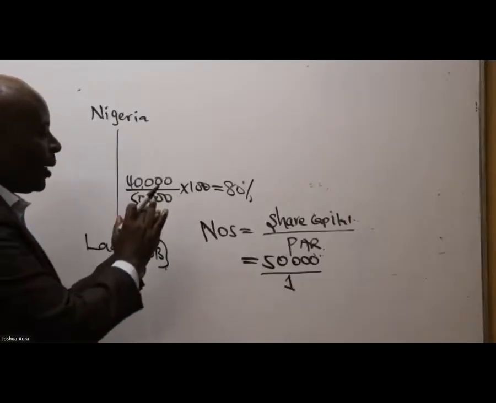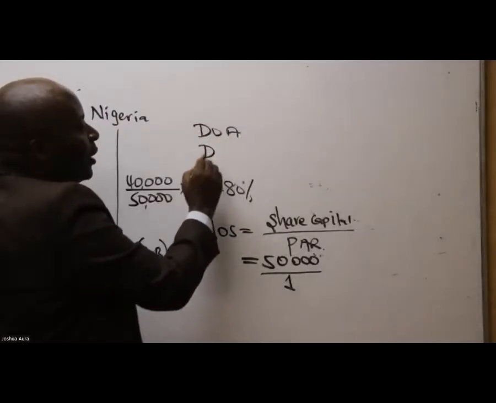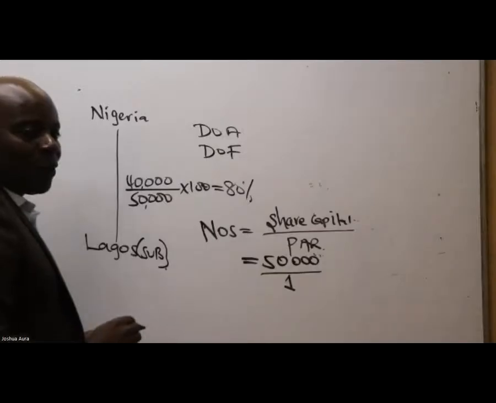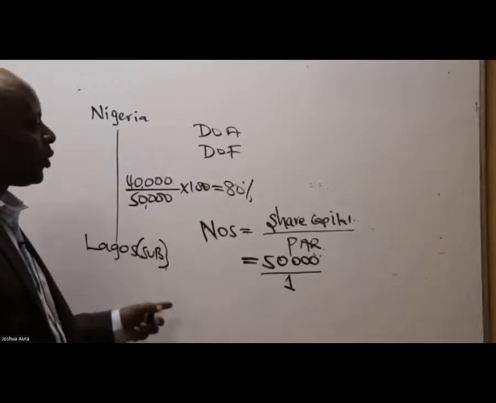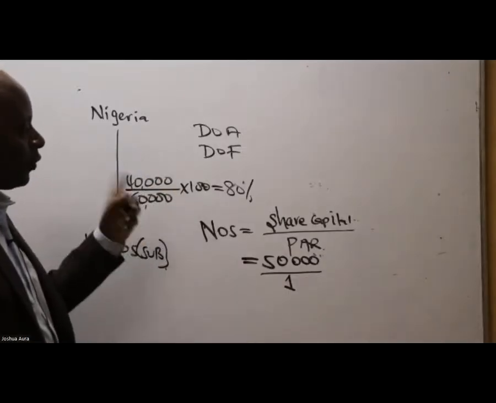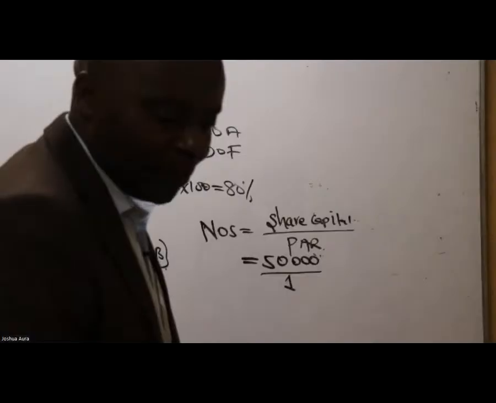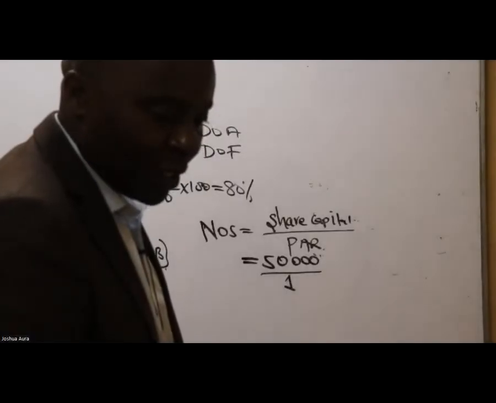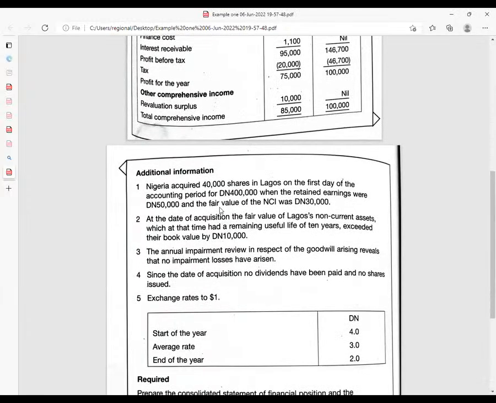So I would want to count the number of months. For me to count the number of months, I would be interested in knowing the date when we acquired the subsidiary, the date of acquisition, and the date of the financial statements. The date of acquisition is given here. We are told Nigeria acquired 40,000 shares in Lagos on the first day of the accounting period. Oh, beginning of the year, right?